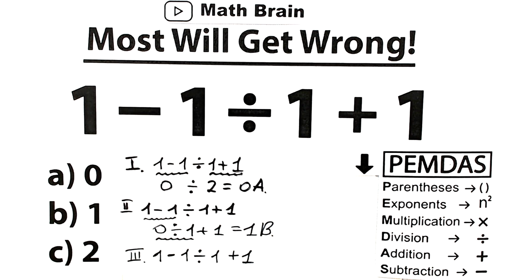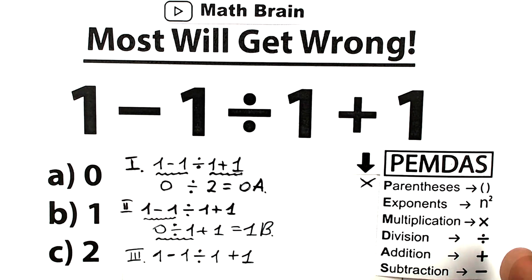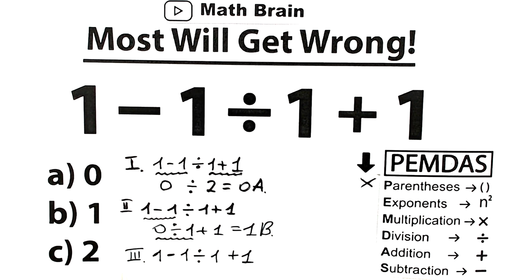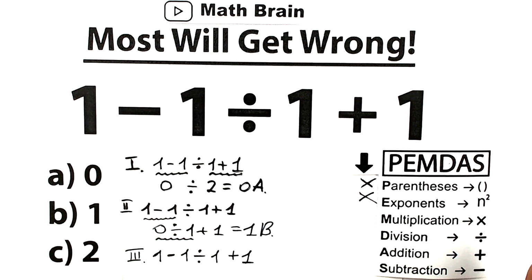So right now let's scan what elements we have. First step, parentheses. I don't see any parentheses, so we just skip this part. What about exponents? I don't see any exponents. We just skip this part. We don't have any powers right here. We don't have any squares, cubes. We have a regular expression without any exponents.